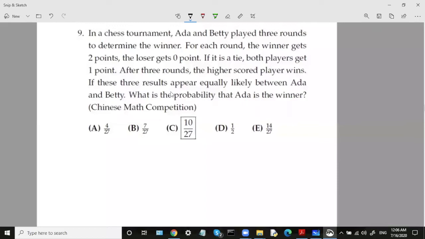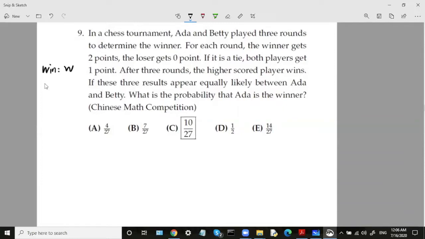Problem 9. In a chess tournament, Ada and Betty played 3 rounds to determine the winner. For each round, the winner gets 2 points. The loser gets 0 points. If it is a tie, both players get 1 point. So after 3 rounds, the highest scored player wins. If these 3 results appear equally likely between Ada and Betty, what is the probability that Ada is the winner?